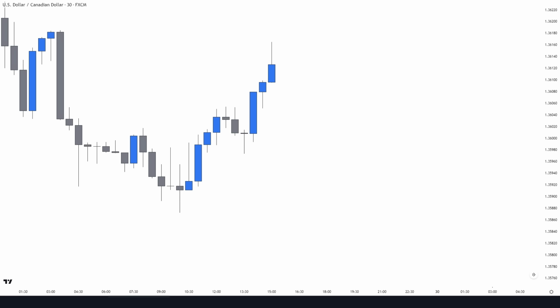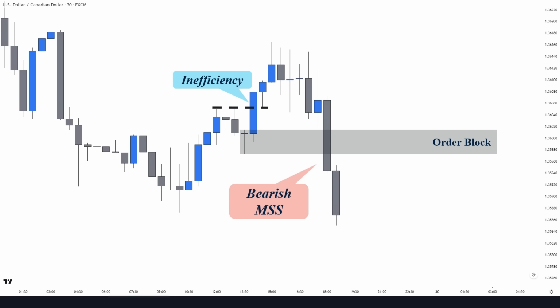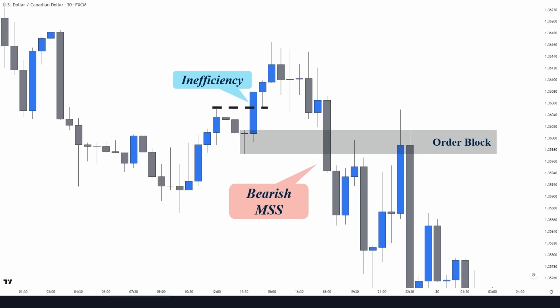Here on the USD CAD 30 minutes time frame, we have identified an order block creating inefficiency and a break of structure. However, the market breaks this demand area, showing a bearish market structure shift. As a result, the demand turns into supply, and if the market taps into this area, it will provide us with a potential short opportunity.